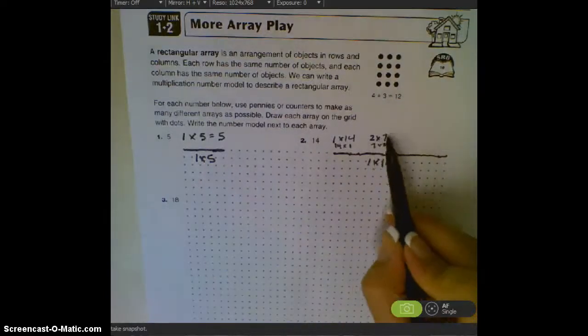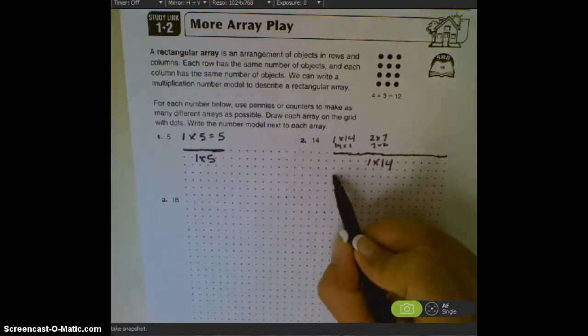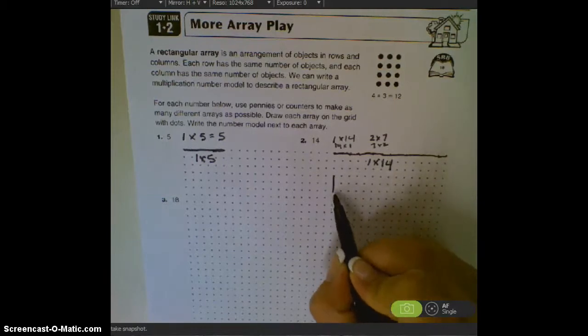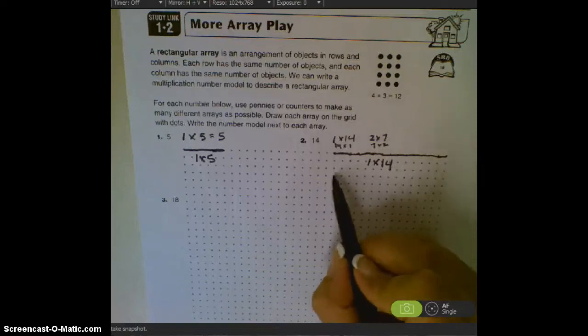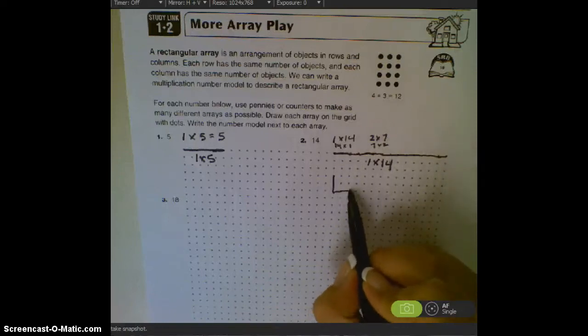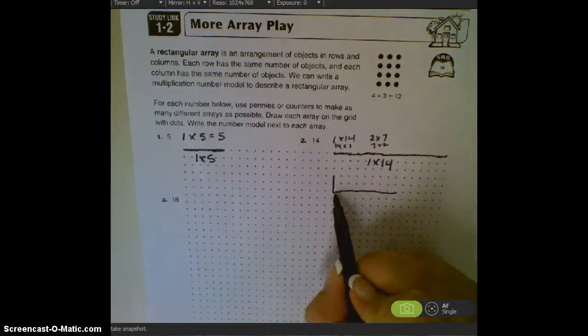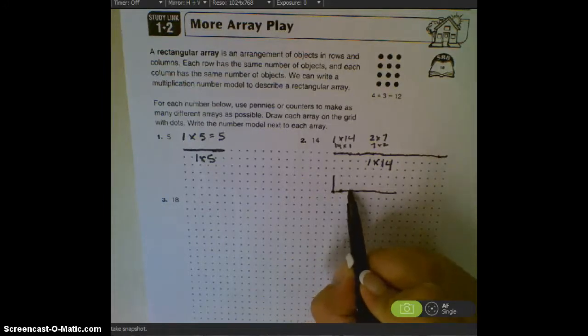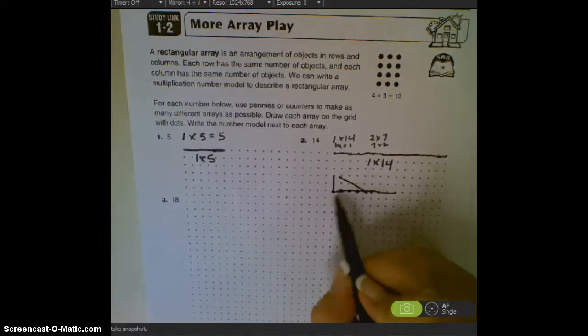And then I also need to do this one, a 2 by 7. So I go down 2 and over 7, 1, 2, and then over 7. I think I maybe did too many. 1, 2, 3, 4, 5, 6, 7. I gotta count them. 1, 2, 3, 4, 5, 6, 7. I'm not so good at counting.